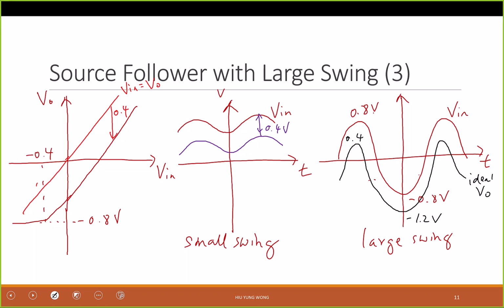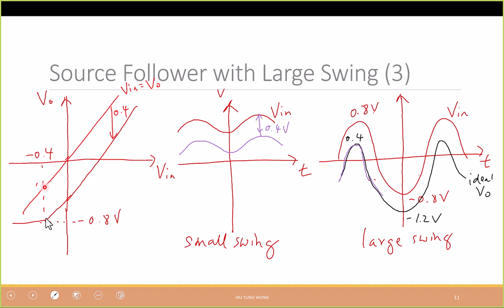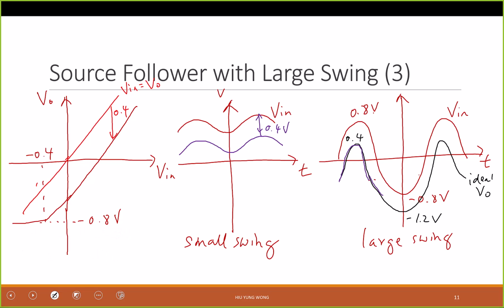Look at this. When the input is 0, the output is negative 0.4, which is okay. And then I just keep tracing. When your input is negative 0.4, it gives me negative 0.8, which is okay. But now the input is lower than negative 0.4 in this region: negative 0.5, negative 0.6, negative 0.7, negative 0.8, right? What's the output? It's always negative 0.8. So as a result, from here, I will just give a constant output at negative 0.8.